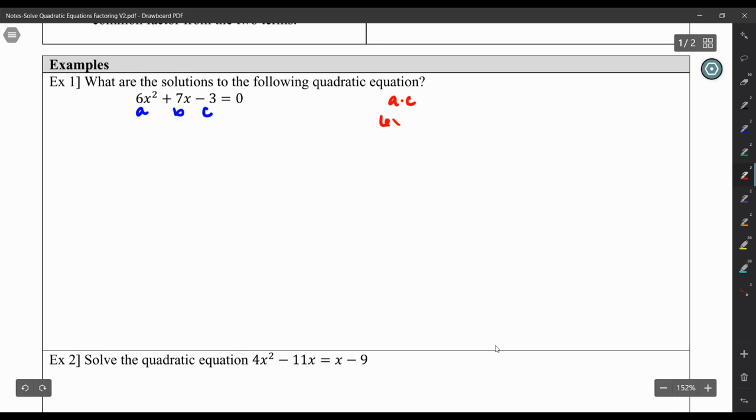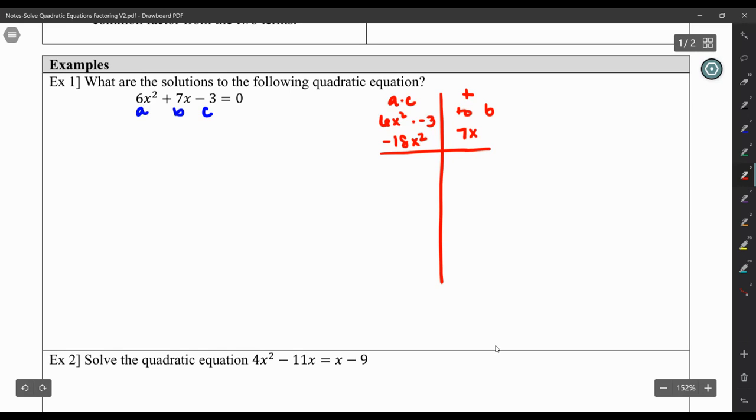So we're going to have 6, and I'm going to put the x's in here just to make it clear. 6x squared times -3 on one side. So 6x squared times -3 is -18x squared. So I need numbers that will multiply to be -18x squared, but will add up to the value of b, which is 7x. Okay, so just start at the top.